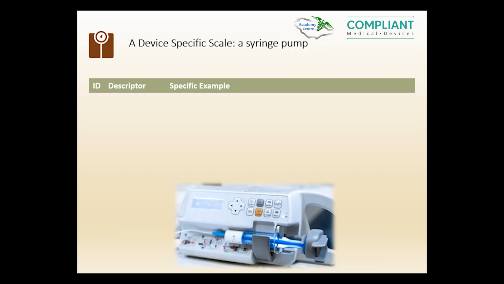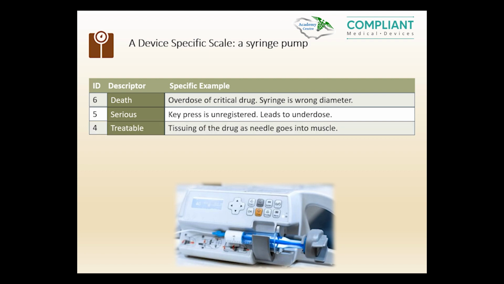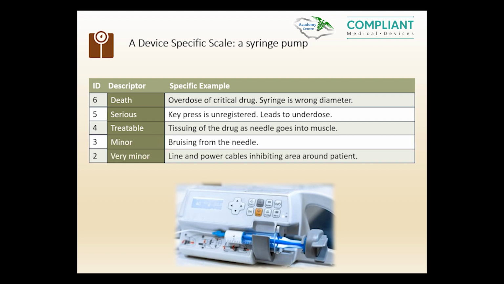A syringe pump has very different harms. If the healthcare professional uses a syringe of the wrong diameter with a critical drug, then the worst case scenario could be the result. Pressing keys rapidly and failing to register a key press could lead to an underdose, with the patient not being effectively treated. The needle could miss a vein, which then results in tissuing of the drug when the device is switched on. The patient could be bruised from the needle. Line and power cables could inherit the area around the patient. And for negligible harm, we could have a delay as the healthcare professional programs the device itself.